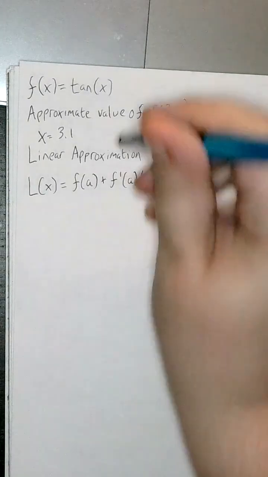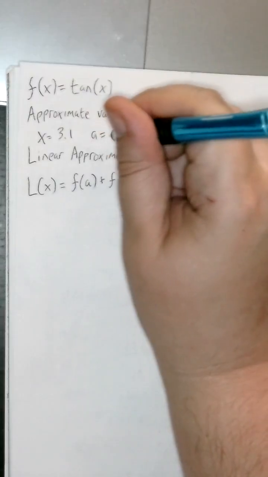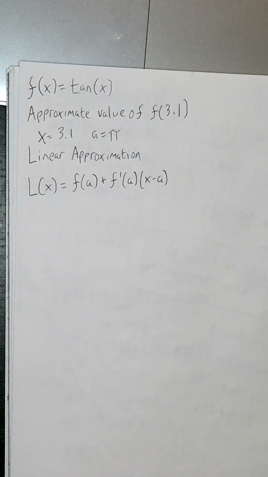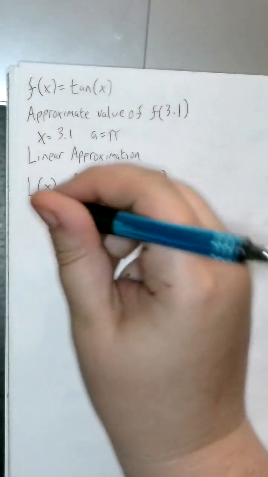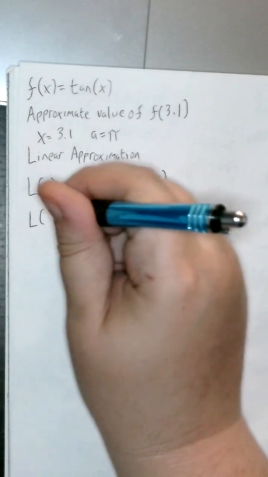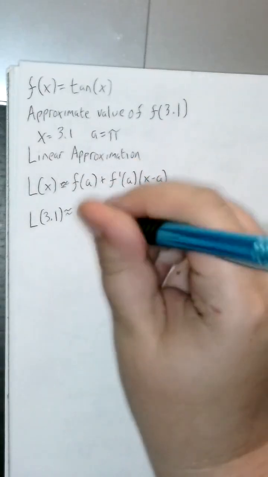That's right, Andrew. We're going to use pi. So we're going to let a equal pi, and I'm not going to use an approximation. I'm just going to use pi. So here I have L of 3.1. This should be approximate. 3.1 is approximately equal.